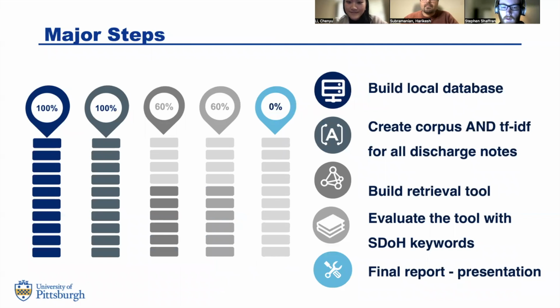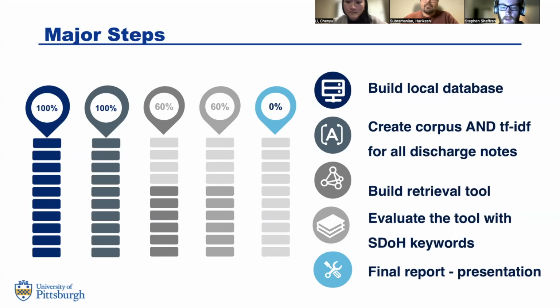All right, so a brief rundown of the major steps for our project. The first thing we did was we downloaded the MIMIC-III dataset, and then we built a database using Postgres on that dataset. And then after that, we extracted all of the discharge summaries, and we made a corpus, and we stored all of the TF-IDF vectors for each of these documents in a file.